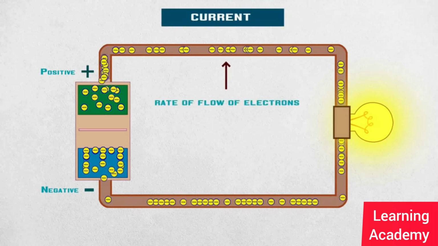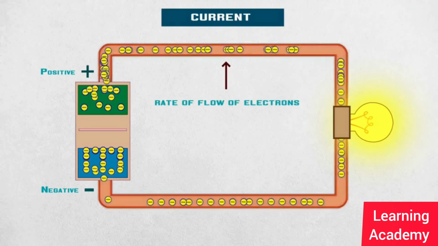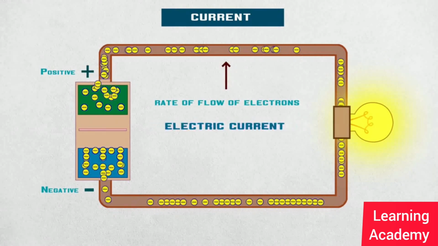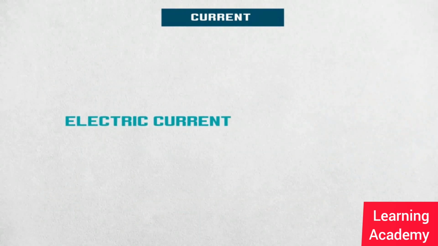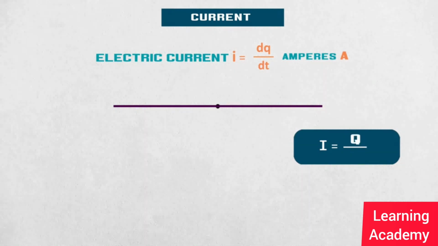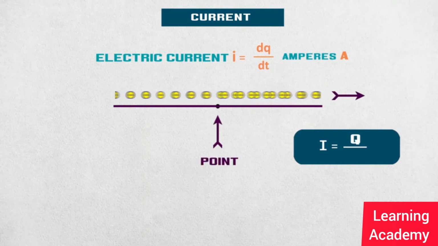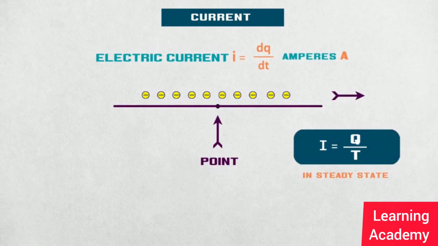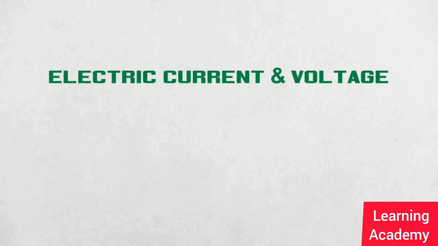The rate at which the charge carriers flow through the given surface is called the electric current. The electric current is denoted with I equals dQ by dt. The current is measured in amperes, A. The current, I, can also be defined as the number of charge carriers, Q, that pass through a certain point in time, t. That is, I equals Q by t. In this video, we have discussed the electric current and voltage.